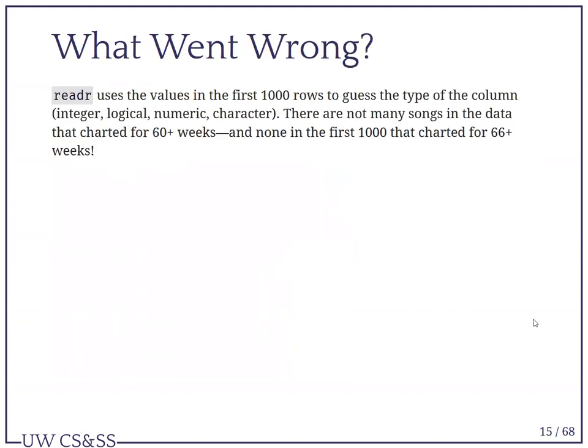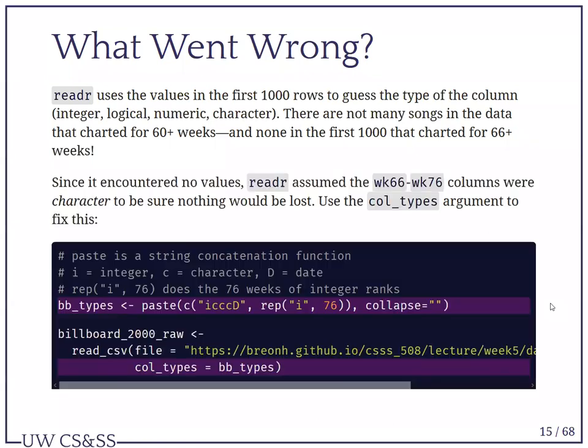One thing that we can do, okay, so I did write in the slides, sorry. So readr uses the values of the first 1,000 rows to guess the type of column. There are not so many songs in the data that charted for 60+ weeks, as you might imagine, because the year 2000 did not have 60+ weeks. Since it encountered no values, readr assumed that week 66 through week 67 were character, to be sure nothing was lost.